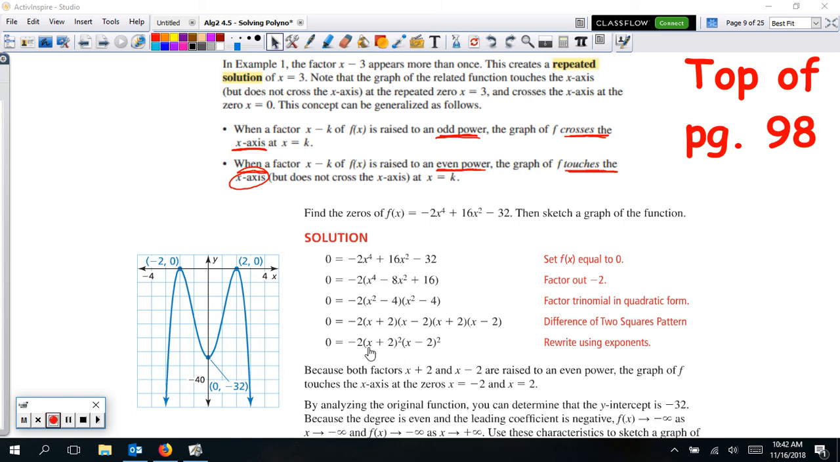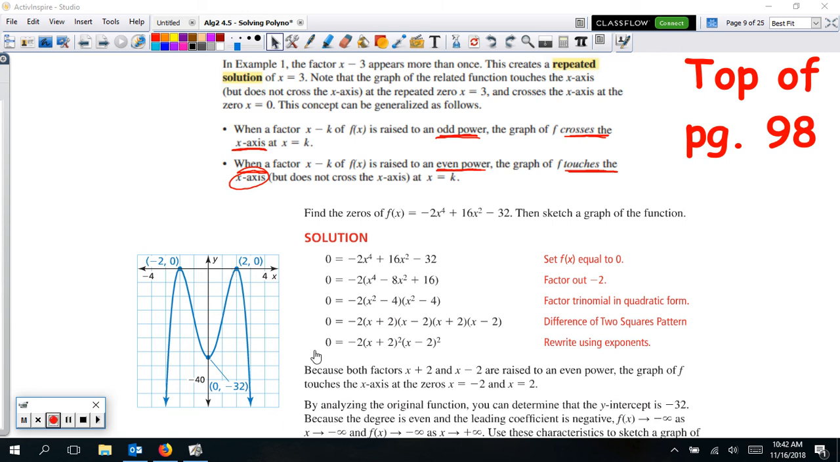If there's just one of those factors, or if it's raised to a 3rd power or even a 5th power, it's going to cross through. So as you can see, here's the graph of this one. It's not crossing at these numbers at -2 and at 2. It's just touching, just like it said here. It's going to touch the x-axis, but not cross the x-axis at those numbers.